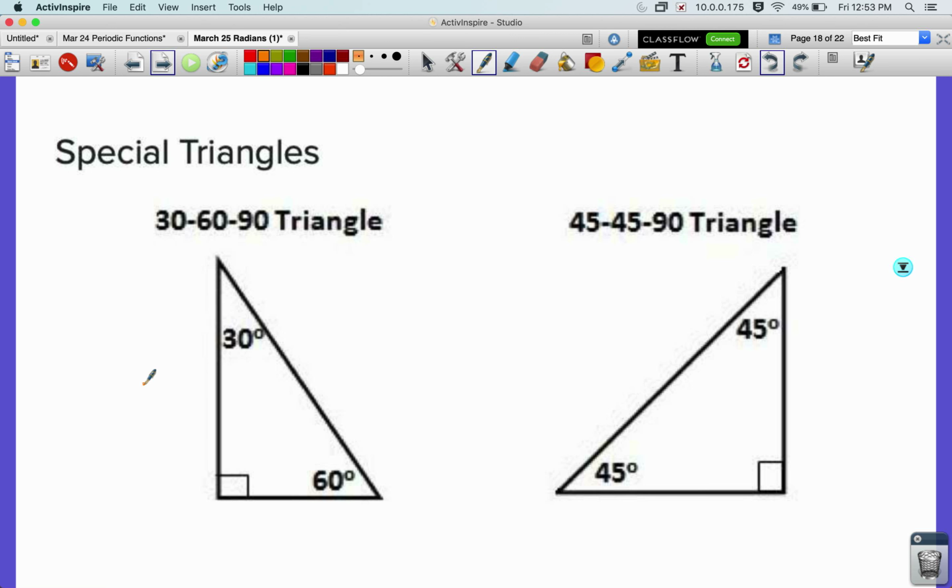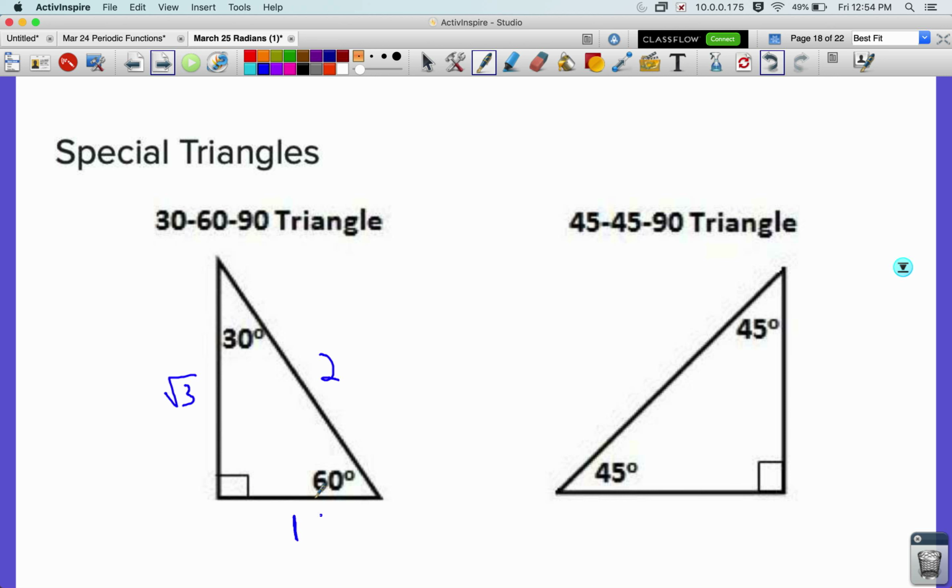Okay. In order to get the ordered pairs, we need to remember our special triangles. Likely you've seen this in geometry, but let's teach it again. So with our special triangles, we have the 30, 60, 90 and the 45, 45, 90. These triangles are so common that we've just memorized their side lengths. So if this side length here is 1, then the hypotenuse would be 2, and this side length over here is the square root of 3.